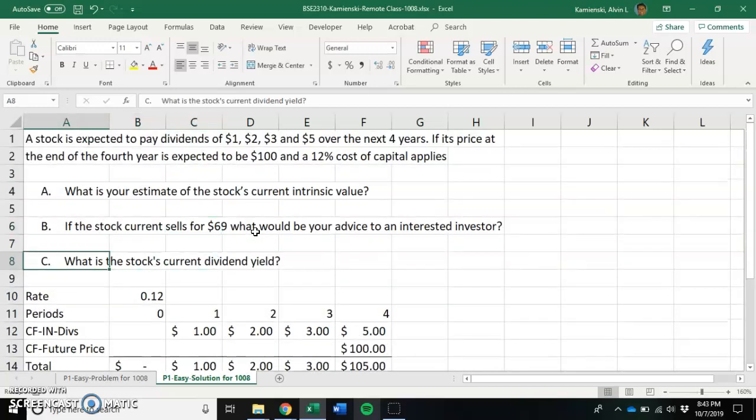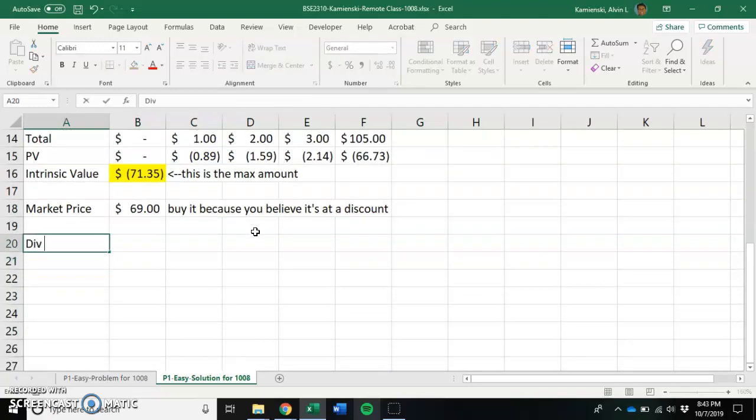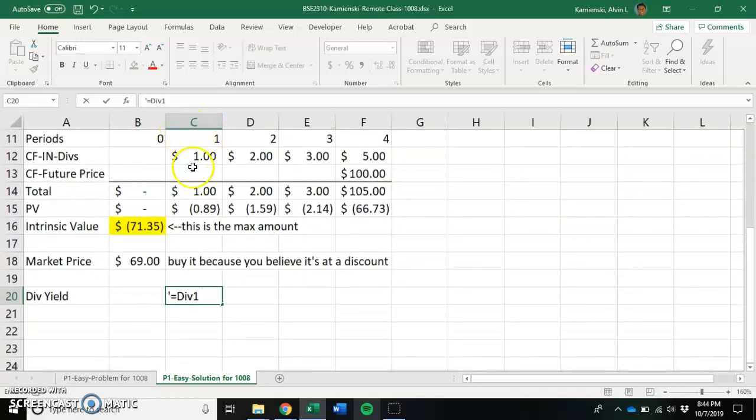The last question then says, what is the stock's current dividend yield? Dividend yield is a basic ratio analytic that says you take the next dividend. I like to indicate that as being dividend one, indicating the one that would come next or in this first period, and then divided by the price, which would be the price right now, suggesting that for every $1 you would spend right now, you would expect to receive this many pennies in interest rate return as a dividend.